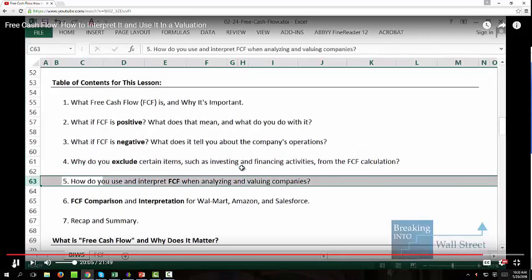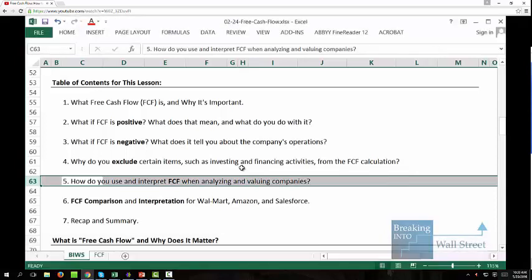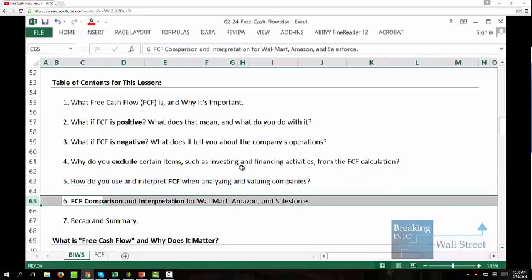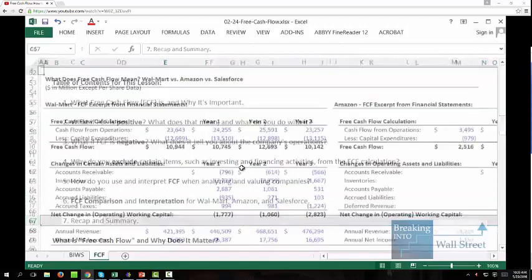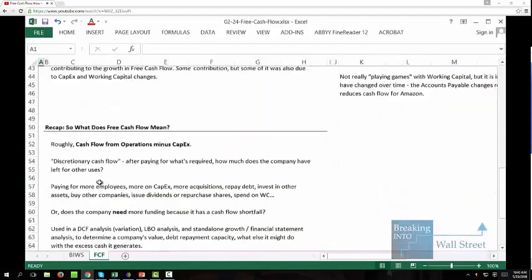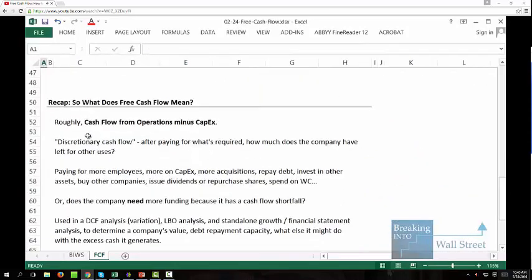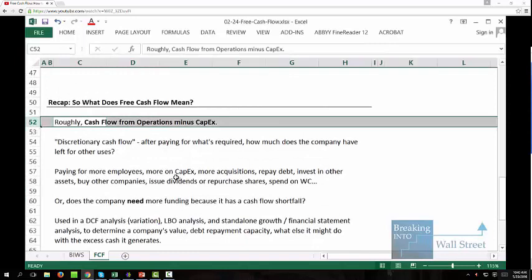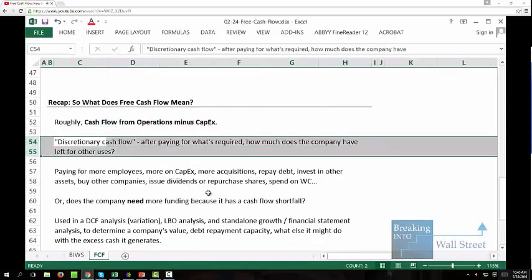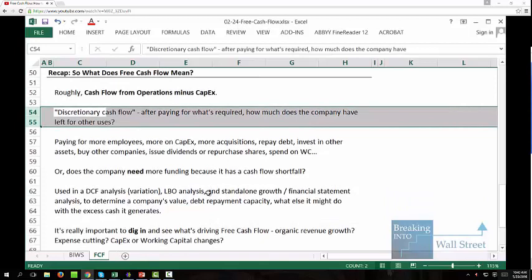You learned how to use and interpret it when valuing and analyzing companies. Then we did this comparison just now between Walmart, Amazon, and Salesforce. So for our final recap and summary here, free cash flow is roughly cash flow from operations minus Capex. It's really the company's discretionary cash flow. So after paying for the required expenses, how much does it have left for other uses?